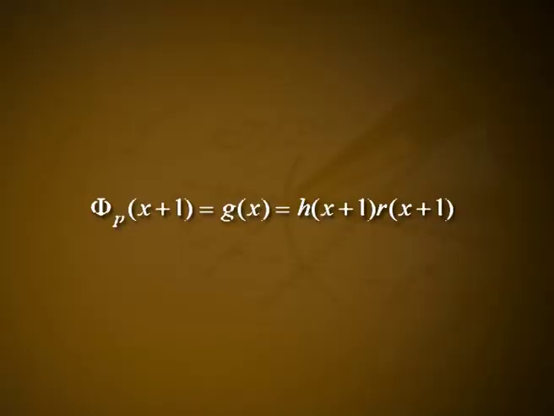But if Φ_p(x) = h(x) r(x) were a non-trivial factorization of Φ_p(x) in Z[x], then Φ_p(x + 1) = g(x) = h(x + 1) r(x + 1) would give a non-trivial factorization of g(x) in Z[x]. Thus, Φ_p(x) must also be irreducible over Q.